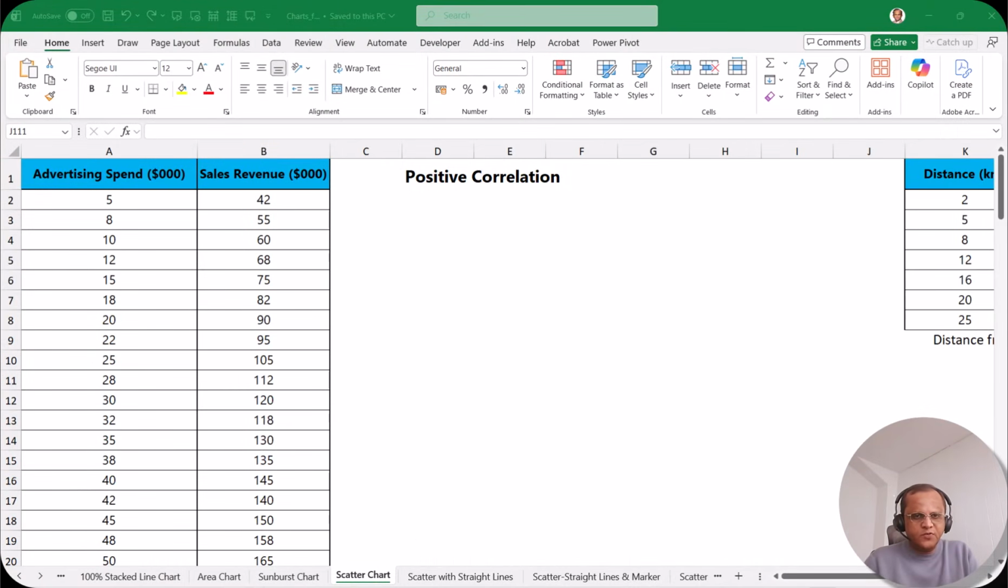Now in the previous video we had seen the sunburst chart. In this video we'll be talking about another important chart, which is known as the scatter chart. We'll be discussing the basics of scatter chart, and then in the upcoming videos we'll be talking about the different types of scatter charts. So let us start with our scatter chart.